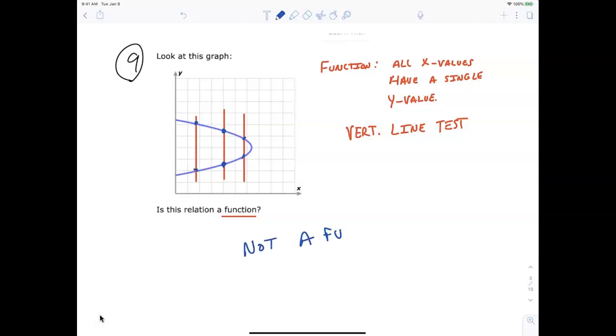Not a function. And it does not pass the vertical line test because let's say this x coordinate right here is 2. It could be 2, 2, and then the other answer would be 2, 3, 4, 5, 6. So we say that this 2 is mapped to 2 separate y values. So that's why it's not a function. Okay? Very simple.